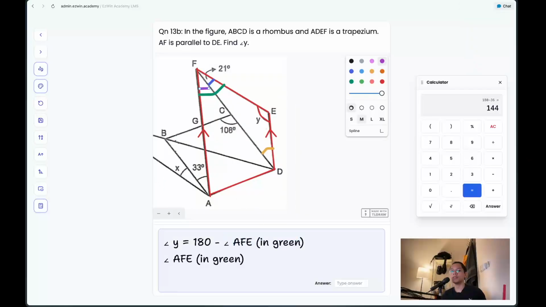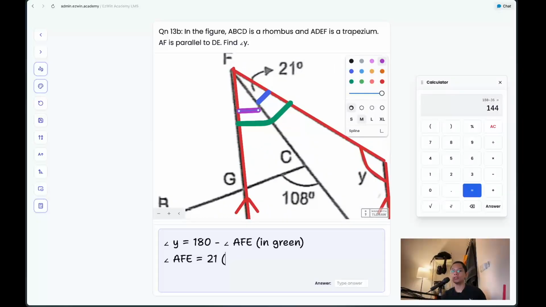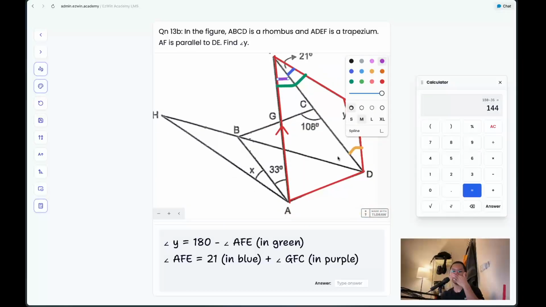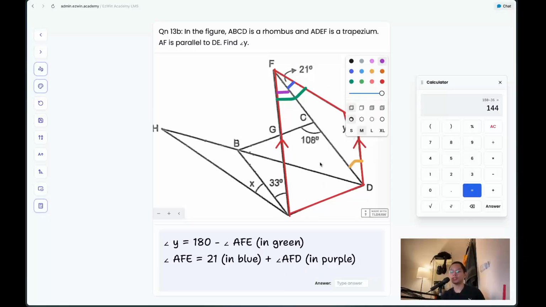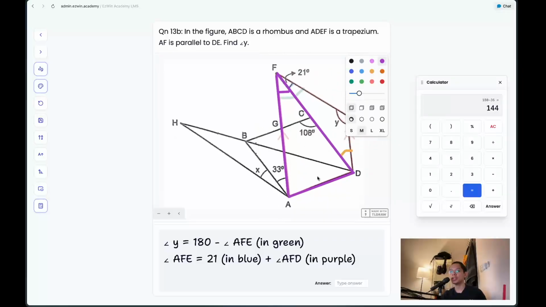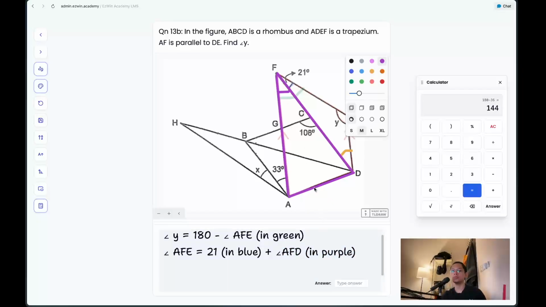So angle AFE is equal to angle, if I were to zoom in, 21 in blue plus angle GFC, which is in purple. So how do you find the purple angle GFC? Or let's make it a little bit more obvious, AFD. So AFD over here, you could see that triangle AFD is over here. So angle AFD in purple. Then how do we get the two angles?